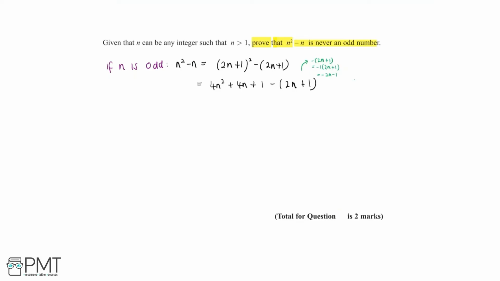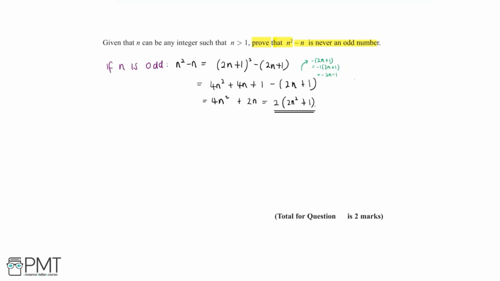So now when we simplify this, we'll get 4n squared, and then 4n minus 2n, which is equal to 2n, and then 1 take away 1, which is equal to 0. And so simplifying this, we're left with 4n squared plus 2n. Now factorising the 2 out, we can say that 4n squared plus 2n is equal to 2 multiplied by 2n squared plus 1.